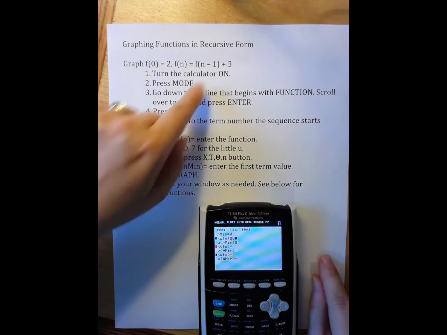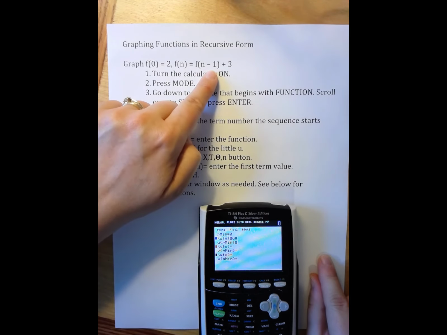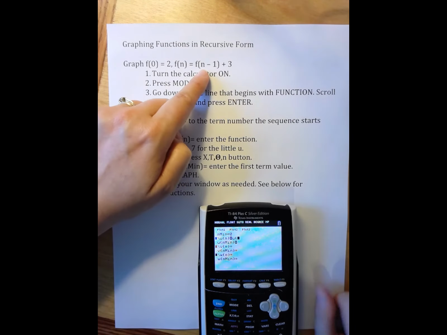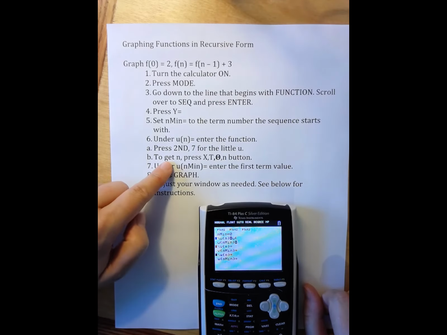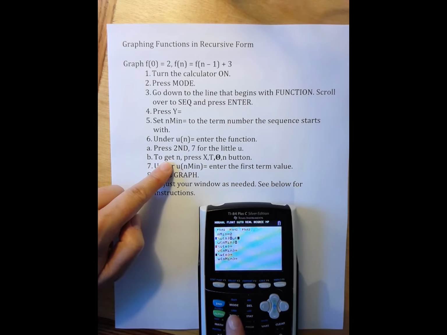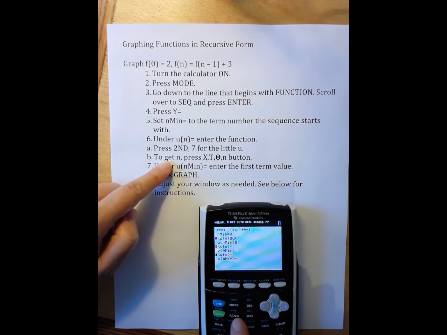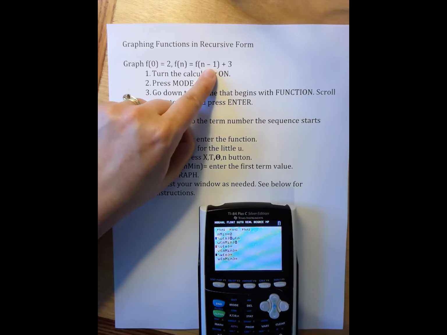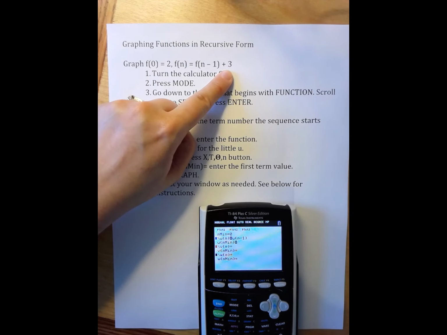I now need to fill in the part that says n minus 1. So I use my parentheses. In order to get the n, it is where the old x was, or still is x. But you'll notice it has these 4 different variables, and those 4 are for the various forms equations can be written in. So I'm going to press this to get my n. I need to say minus 1, and then I close my parentheses. And then I'm adding 3 each time.